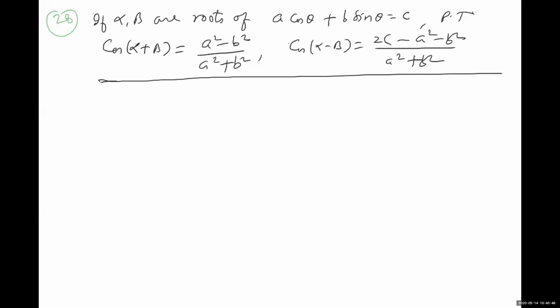Yes, sir. So I am explaining this, okay? So if alpha, beta are roots of this equation, the concept is first we can make it a quadratic in single function, either sine theta or cos theta, or we can convert it in tan theta form also. Two options are there. Anyone will work. So for example, I can write a cos theta is equal to c minus b sin theta. This is not alpha, it is theta, okay?